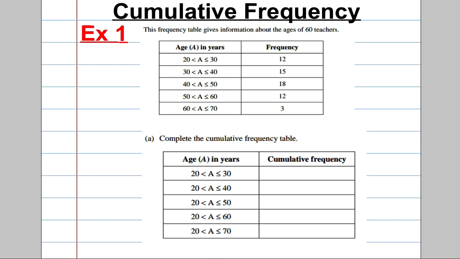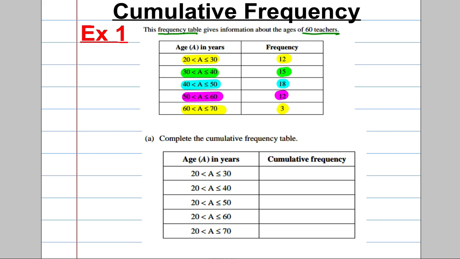Here's a typical example. This is the one you're working through with me learning. This is what's called a frequency table, and it gives you information about the age of 60 teachers. So what's this table all about? What it's saying is that all of these add up to 60 teachers. 12 teachers are between 20 and 30 years old. 15 teachers are between 30 and 40. 18 teachers are between 40 and 50. 12 teachers are between 50 and 60. And there's only 3 teachers in the school out of the 60 who are between 60 and 70. So that's what that information is telling you.